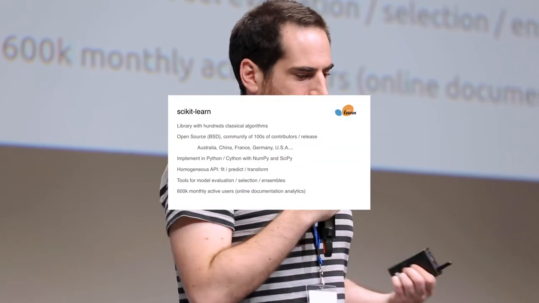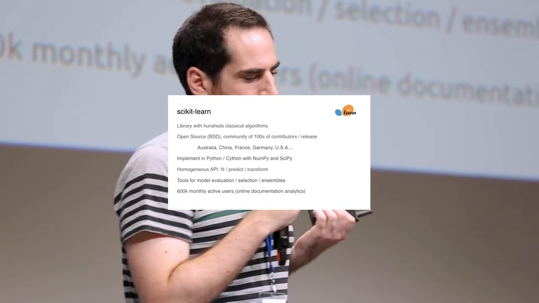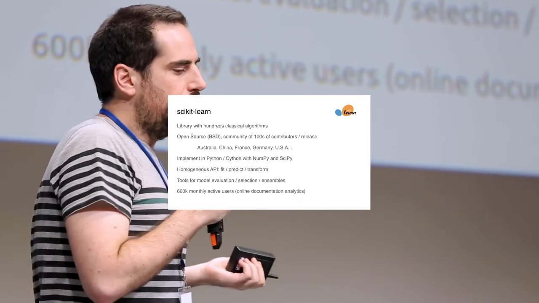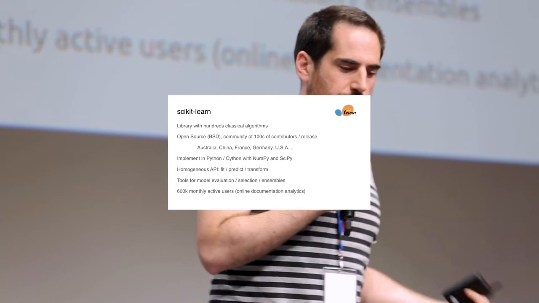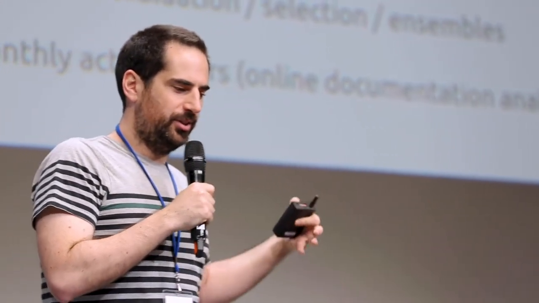So Scikit-learn can help you do that. It's a library of many hundreds of classical algorithms for data science and machine learning. Our goal is not to do research on machine learning, is not to advance the state of the art, but it's to implement the stable part of the state of the art, to make sure that usable algorithms are even more useful by being easy to use, basically.